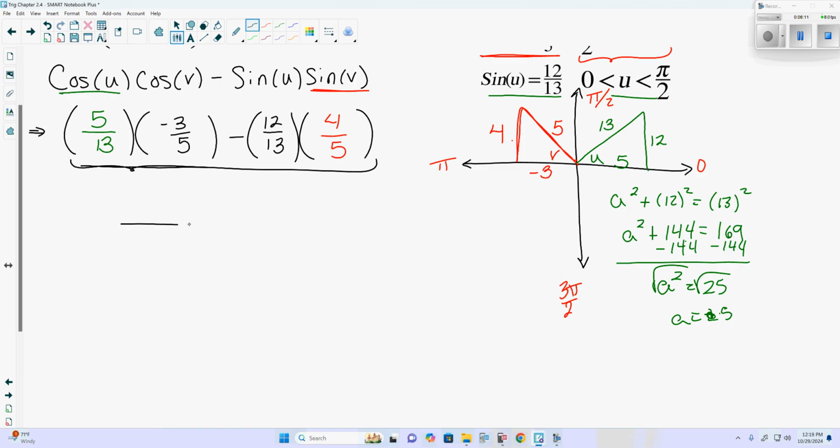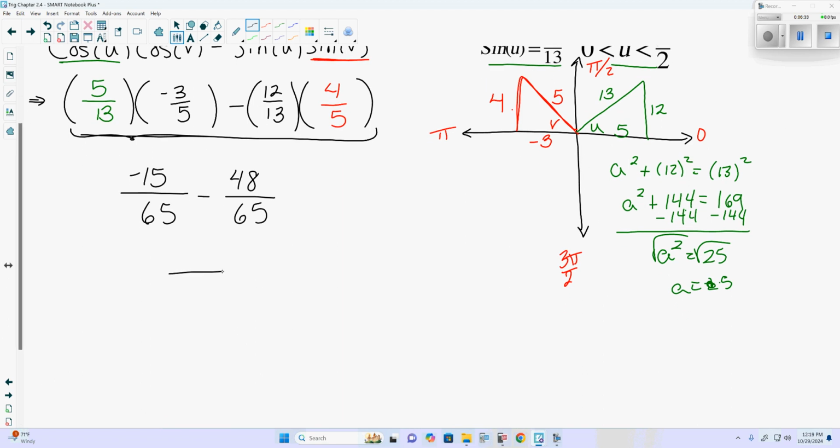If we do this by hand, 13 times 5 is going to be 65. 5 times negative 3 is negative 15. So 5/13 times negative 3/5 is negative 15/65. Our 12/13 times 4/5 is going to be 48/65.